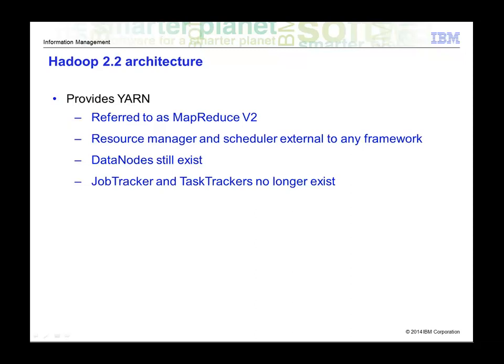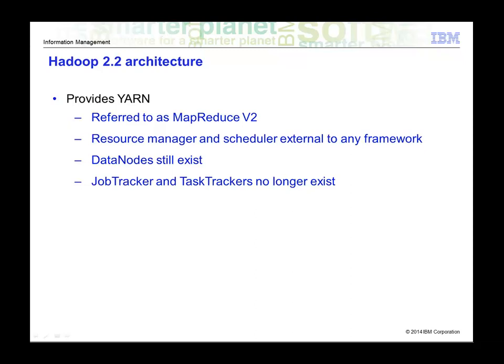Hadoop 2.2 brought about architectural changes to MapReduce. As MapReduce has matured, people have found that it can be used for more than just running MapReduce jobs. But to keep each new framework from having its own resource manager and scheduler that would compete with the other framework resource managers and schedulers, it was decided to have the resource manager and scheduler be external to any framework. This new architecture is called Yarn, yet another resource negotiator.